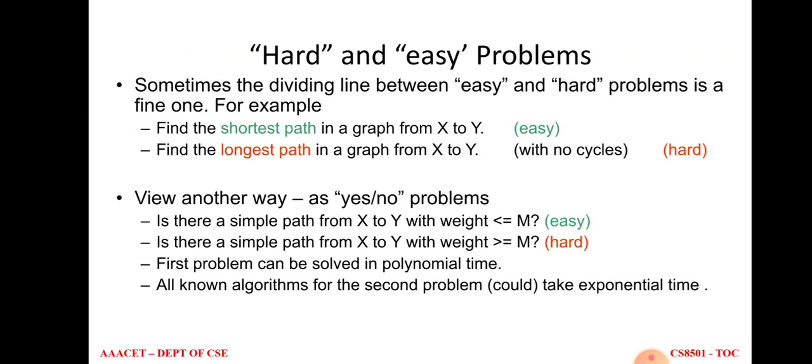The first problem, the easy problem, can be solved in a particular stipulated time, that is, polynomial time. But for the second one, the hard problem, the known algorithms take exponential time to solve the problem. So both problems have a solution, but the first can be solved in polynomial time, whereas the second takes exponential time to solve the given problem.